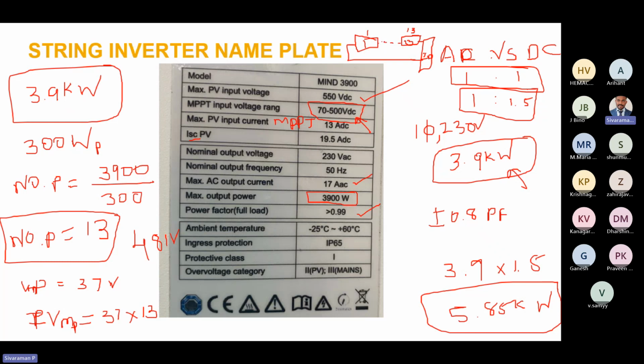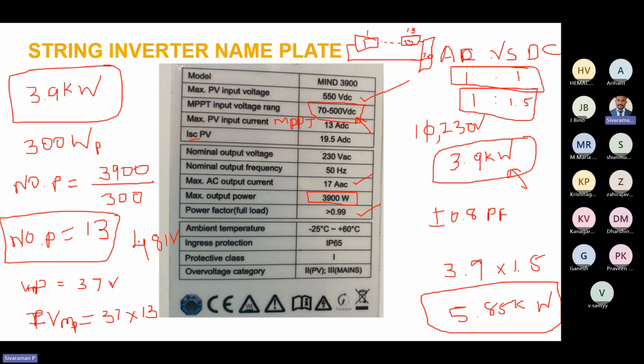After adding all 13 modules, the VMP of the panels is 481 volt. That voltage has to come under the 570 to 500 volt MPPT voltage rating of the inverter. So that is the first point: the MPPT voltage of the panels has to come within the range of the MPPT voltage of the inverter.